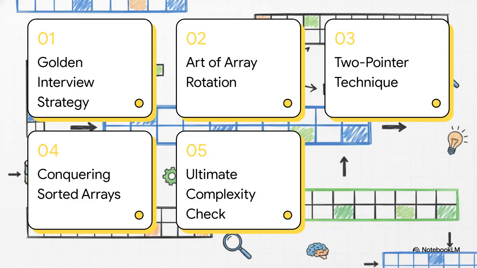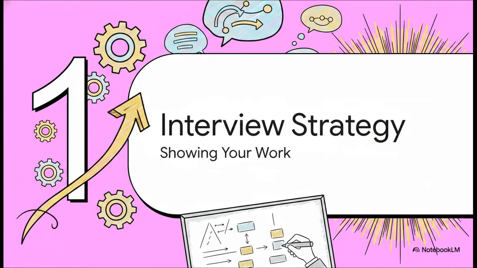All right, here's our roadmap for today. We're going to start with the golden interview strategy, dive into the art of array rotation, master the two-pointer technique, conquer sorted arrays, and wrap it all up with the ultimate complexity check. Let's get right into it. So starting off with Section 1, the golden interview strategy.